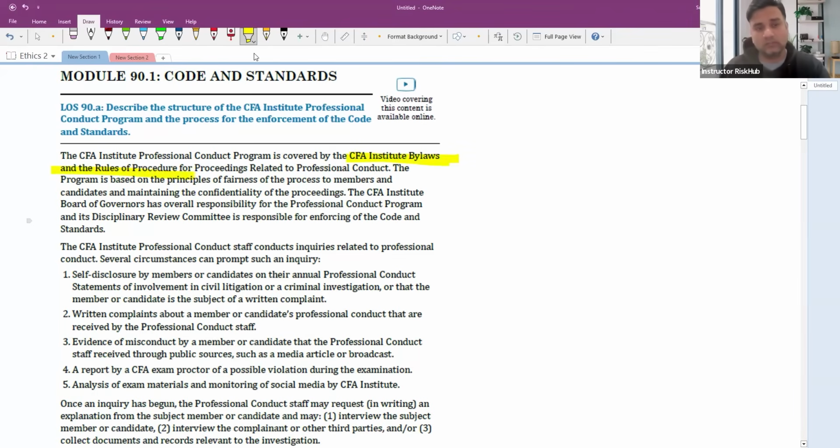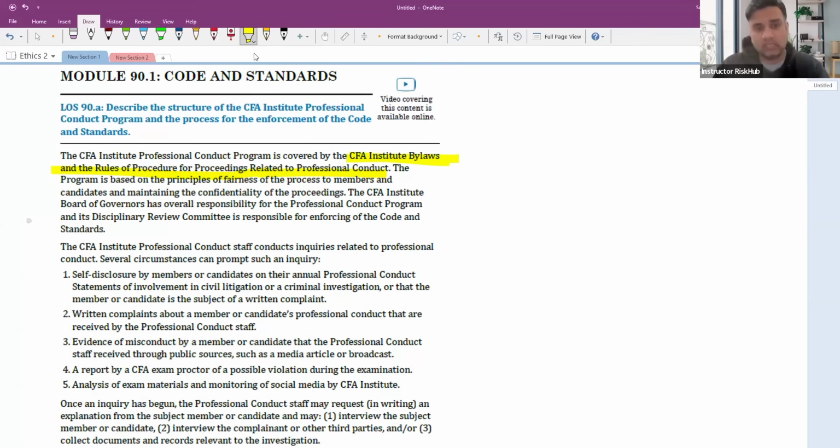And the rules of procedure for proceedings related to professional conduct, right? Meaning PCP does not act randomly. It follows your bylaws, the constitutional rules of the CFA Institute. There's a rule of procedure, a step-by-step investigation rule. Basically, you're establishing due process, fairness, and consistency. The program is based on the principle of fairness, right? Basically, members must get a chance to explain themselves. There is no arbitrary punishment.